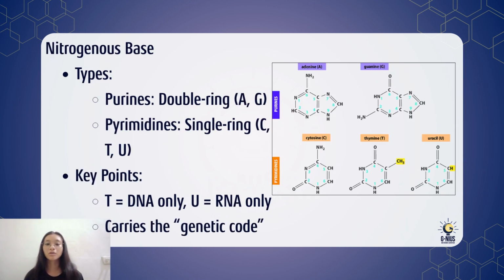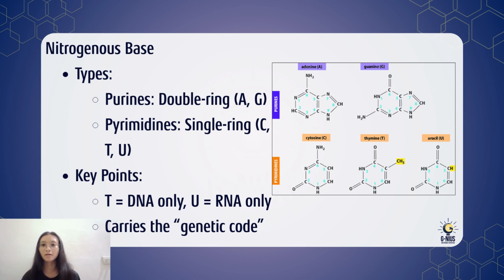We're finally down to our last component of a nucleotide, which is the nitrogenous base. These serve as the letters of your genetic code. There are two specific types, purines and pyrimidines. Purines have a double ring structure and are composed of adenine and guanine, while pyrimidines only have a single ring structure and are composed of cytosine, thymine, and uracil.